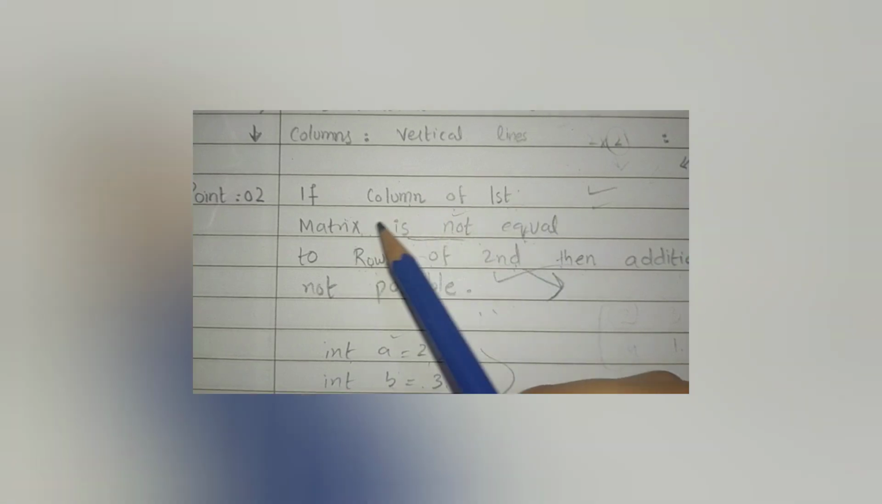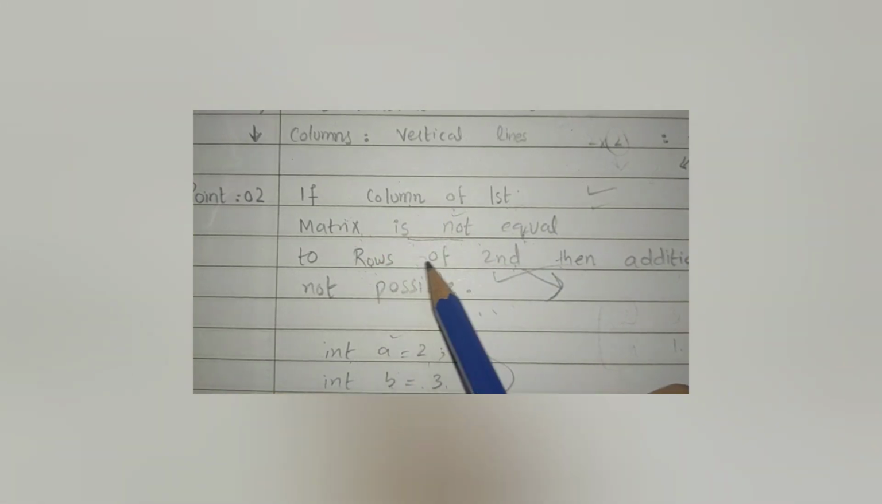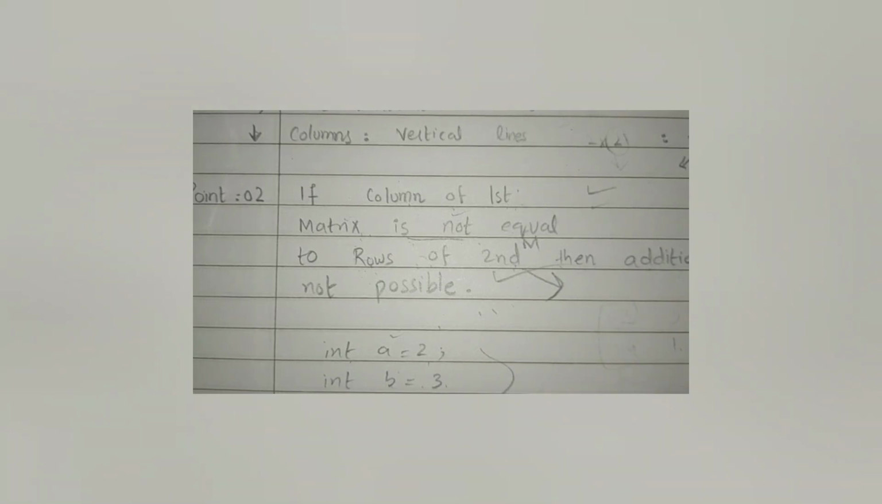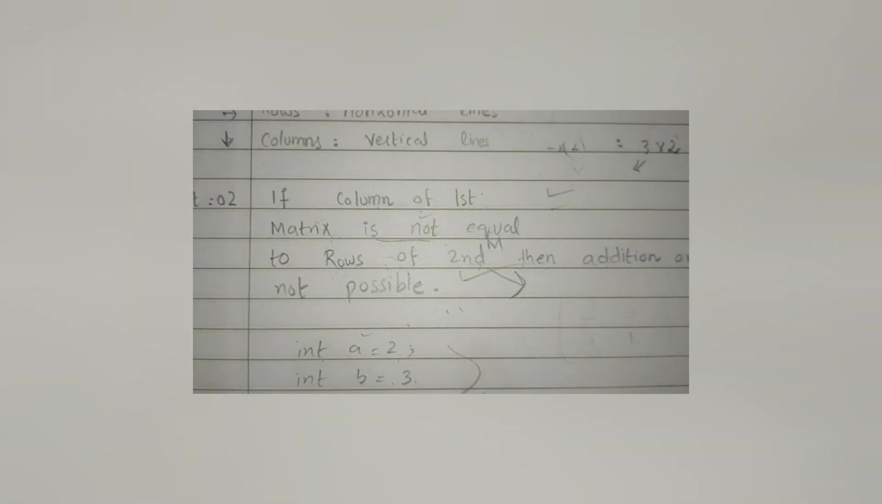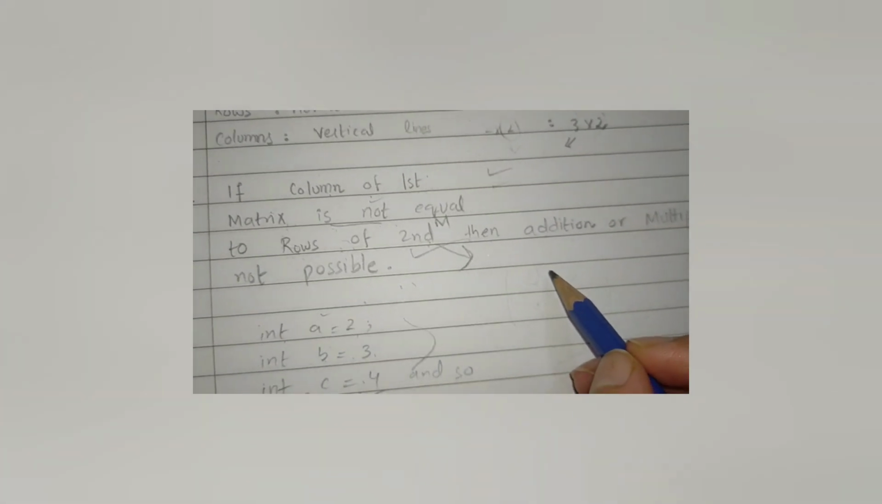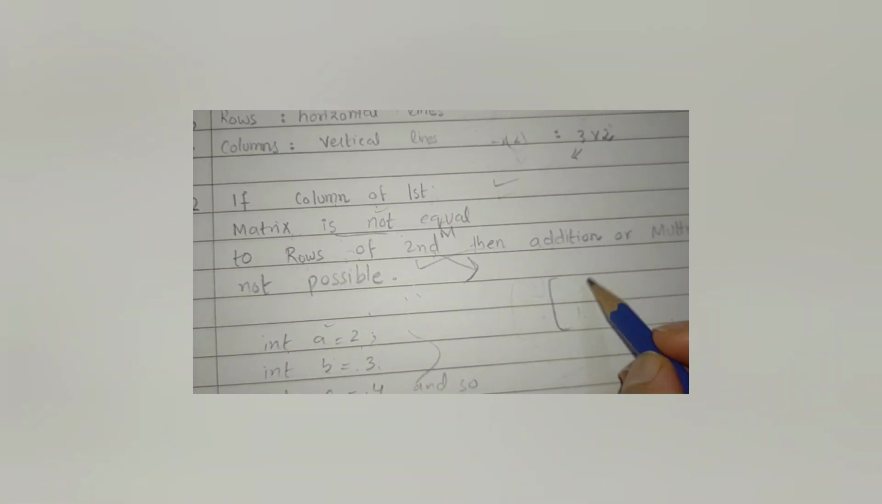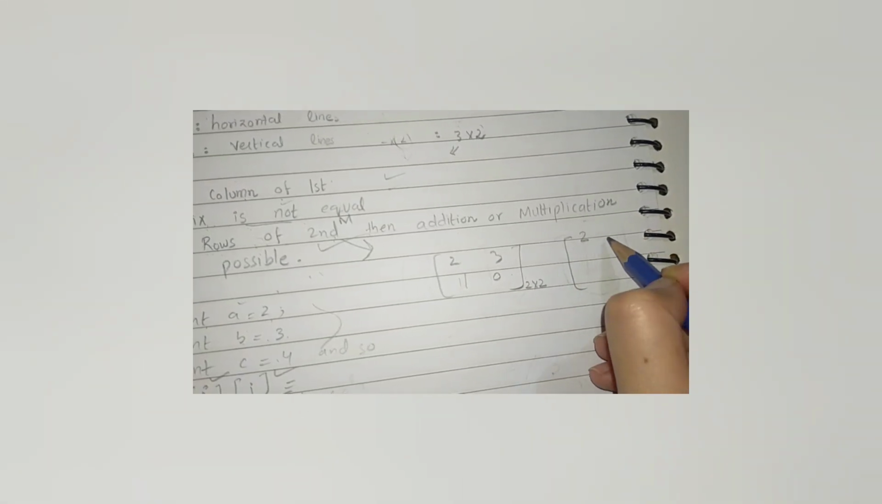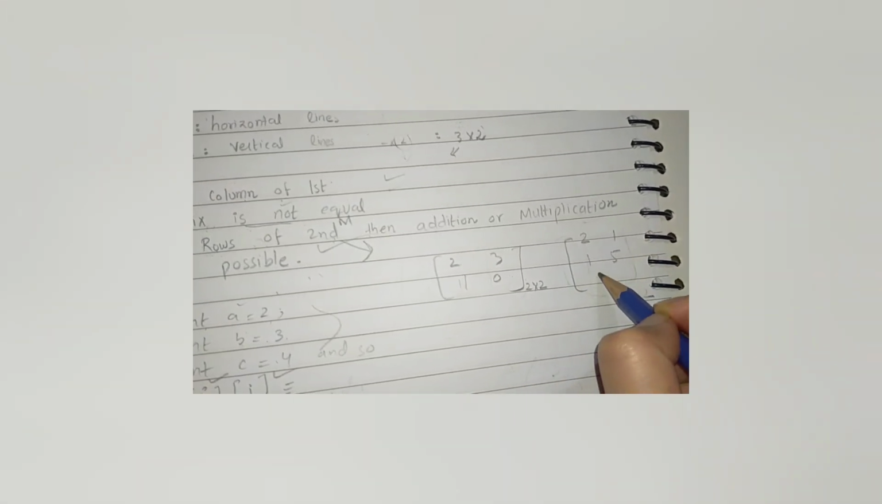Now the second point is this: if the columns of the first matrix are not equal to the rows of the second matrix, then addition or multiplication is not possible, right? So what does it say? That if you have a matrix like 2 3 1 0, which is 2 cross 2, it means 2 rows and 2 columns, right? And for example, we have another matrix like this: 2 1 1 5 and 6 0.